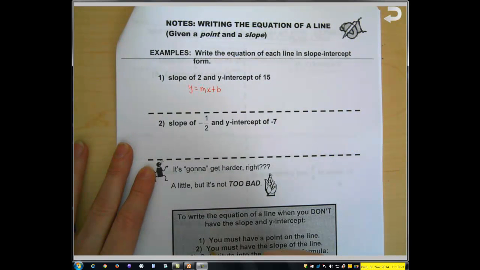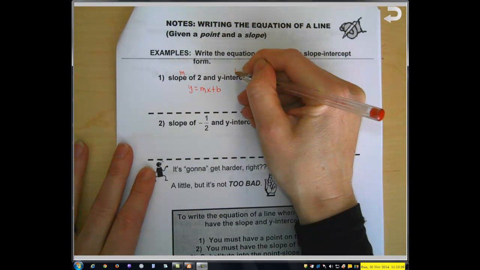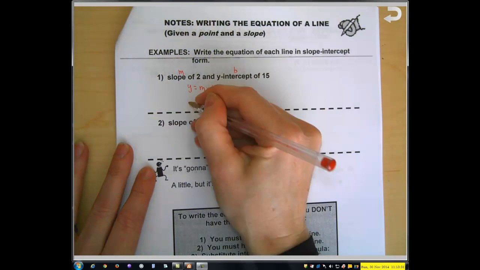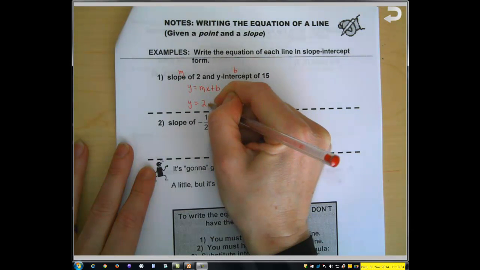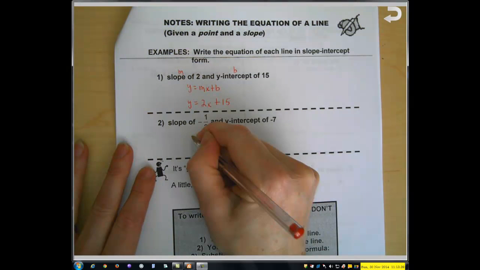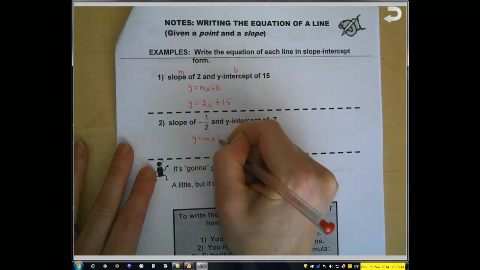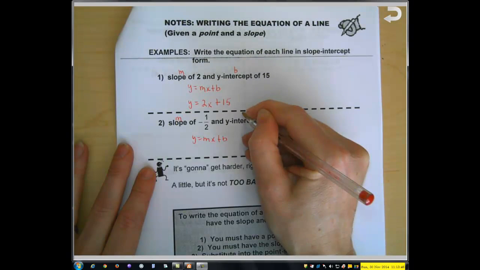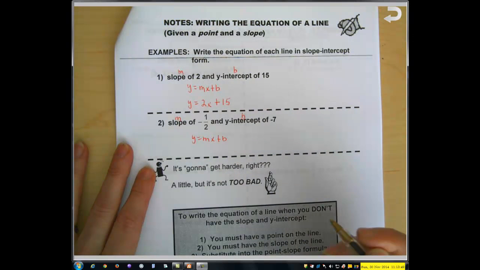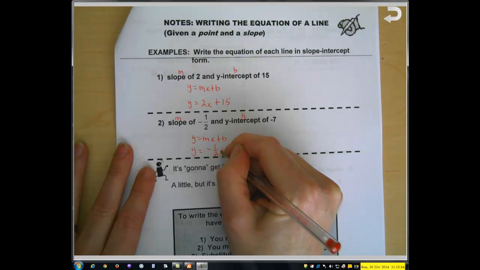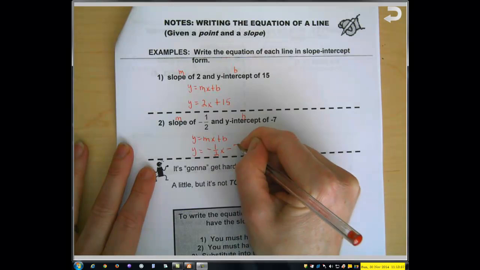So if we're given the slope, that's our m, and we're given the y-intercept, that's our b, we can just plug in the amounts that we've been given. So we would write y equals 2x plus 15. Again, in problem number 2, the slope is m and the y-intercept is b. So by substituting, we could write our equation as y equals negative 1/2 x minus 7.